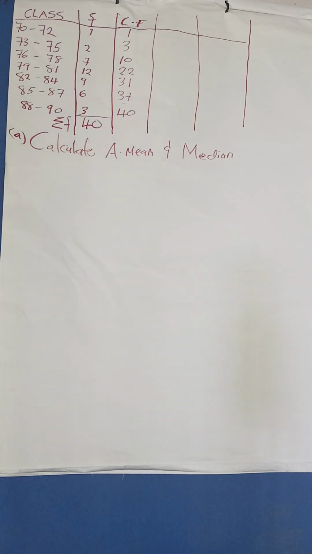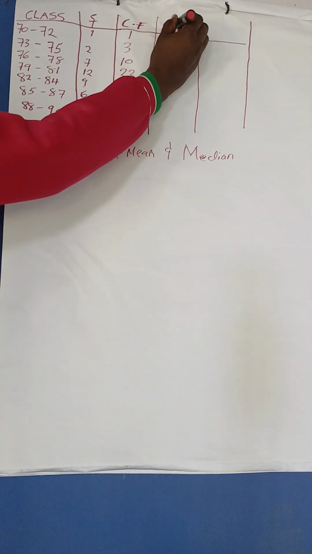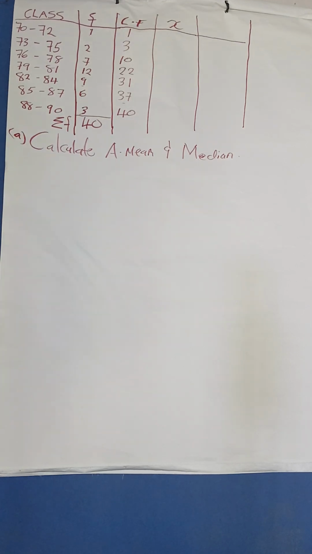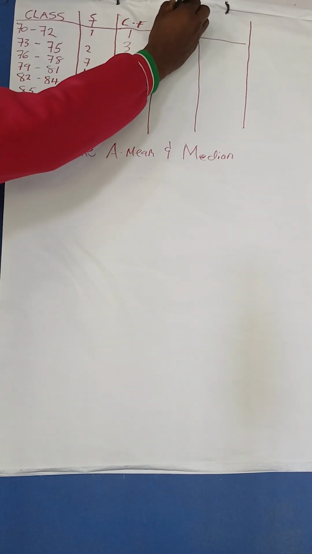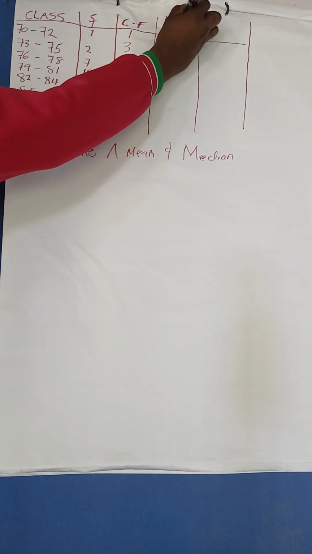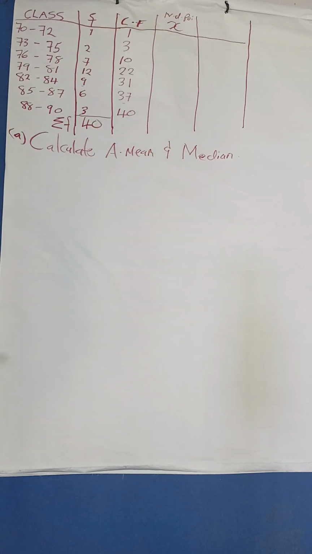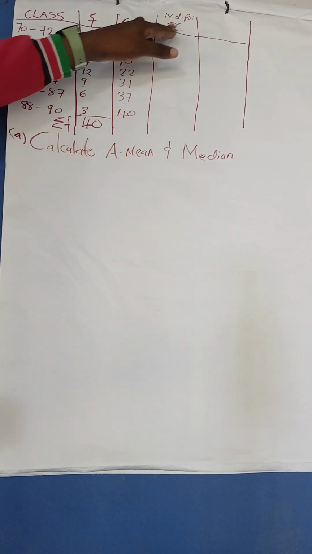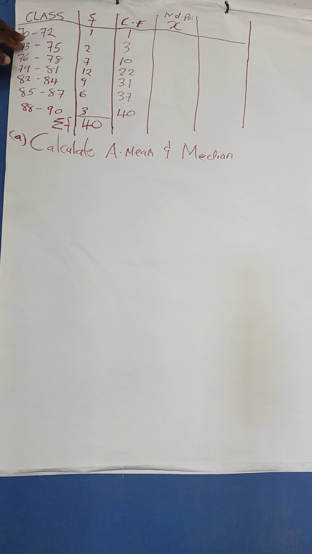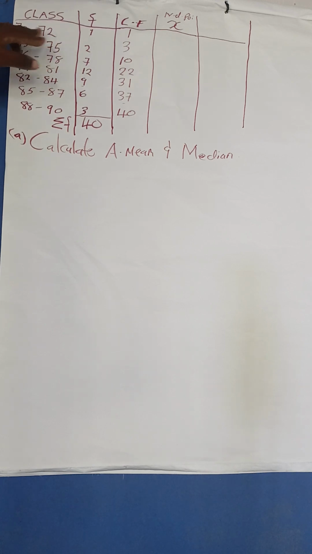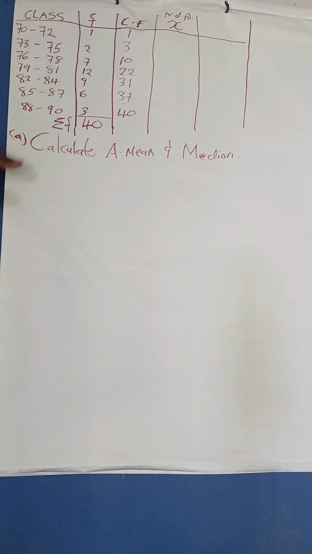Good. Now, what is the next column we have to fill? The next column is called X. You remember in our discussion, I said X is the midpoint. X is the midpoint of the class that you have been given.